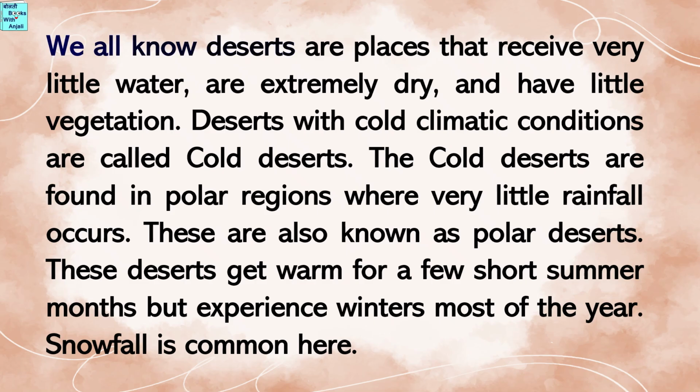We all know deserts are places that receive very little water, are extremely dry, and have little vegetation. Deserts with cold climatic conditions are called cold deserts. The cold deserts are found in polar regions where very little rainfall occurs. These are also known as polar deserts. These deserts get warm for a very short summer but experience winters most of the year. Snowfall is common here.